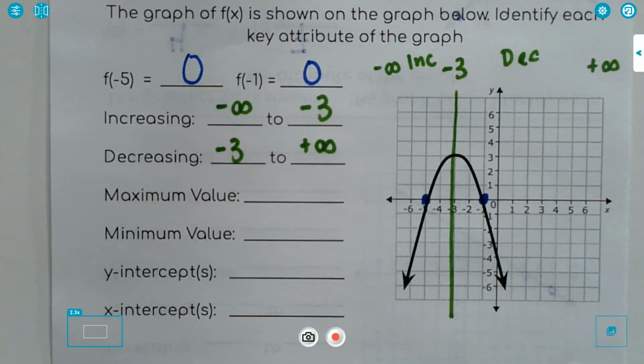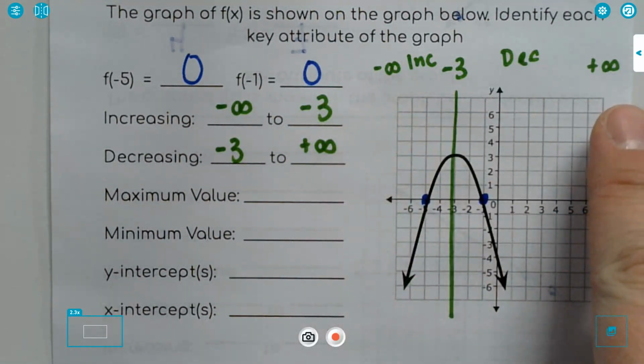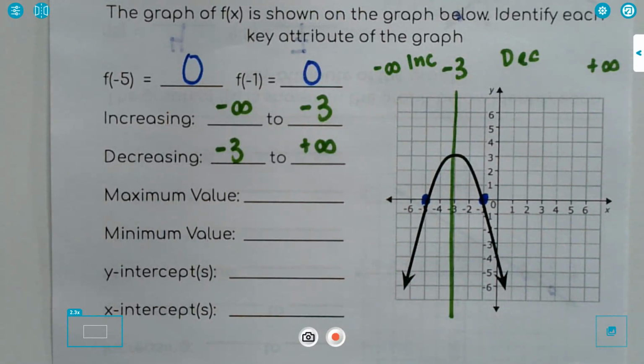We do not care how high or low we are. We care whether we're going up or down. So it's always going to be -infinity on the left and positive infinity on the right, because we're always reading from left to right. Any questions on that?